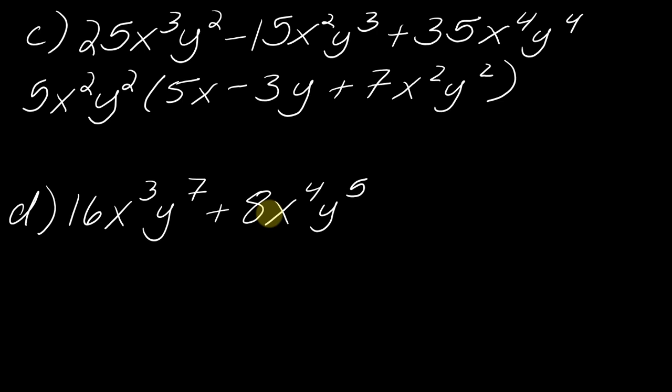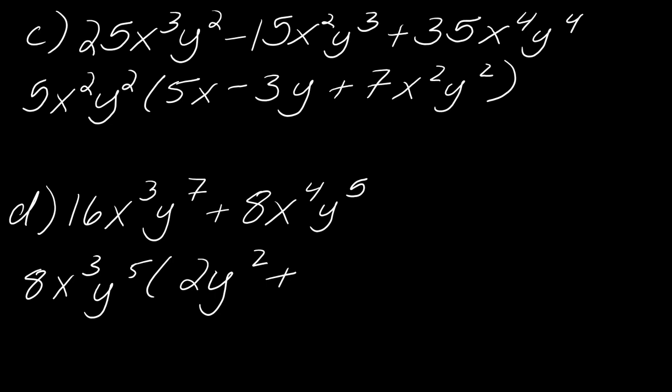Okay, so for this one, so let's see. The largest number that divides 16 and 8 is 8. And then let's see. I'm going to take out x cubed y to the 5th. So this is going to leave me with 2y squared plus x. That is all we are going to be left with for that one.